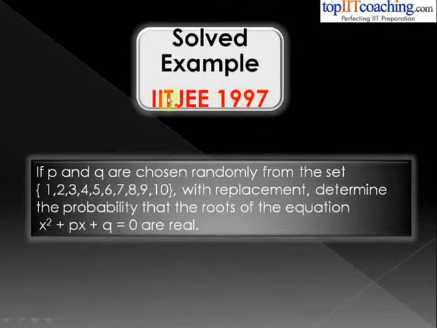This problem appeared in IIT JEE in 1997, and it says that if p and q are chosen randomly from the set 1, 2, 3, 4, 5, 6, 7, 8, 9 and 10 with replacement, determine the probability that the roots of the equation x square plus px plus q equal to 0 are real. So in this problem we have been given a set from 1 to 10 and we have to choose p and q with replacement such that the roots of the equation x square plus px plus q equal to 0 are real.